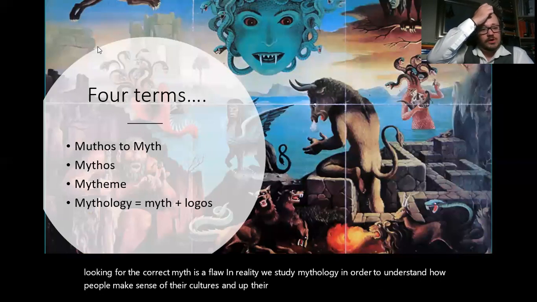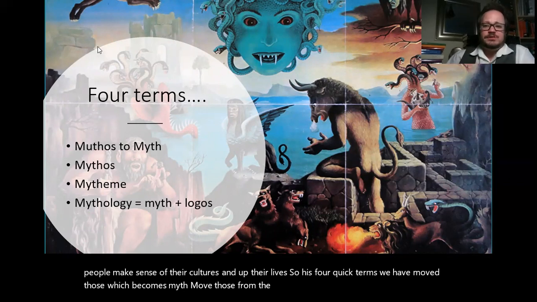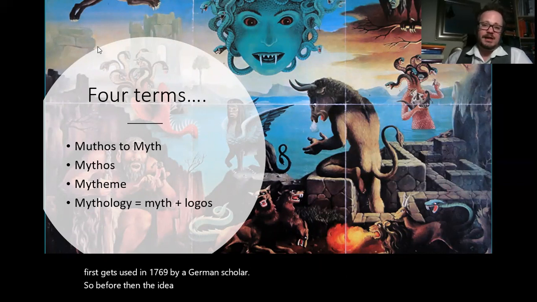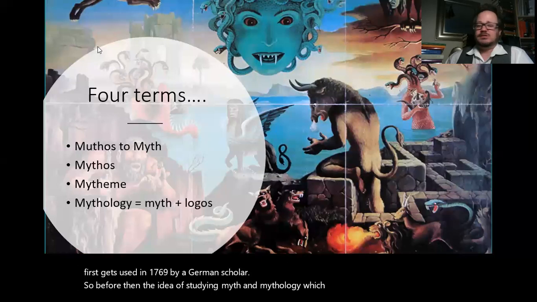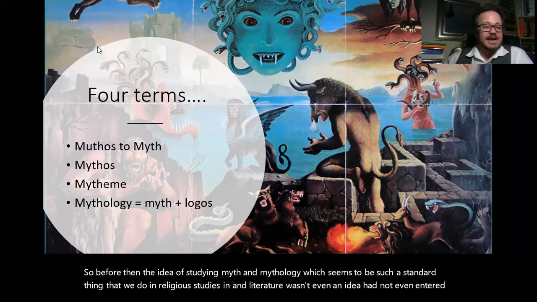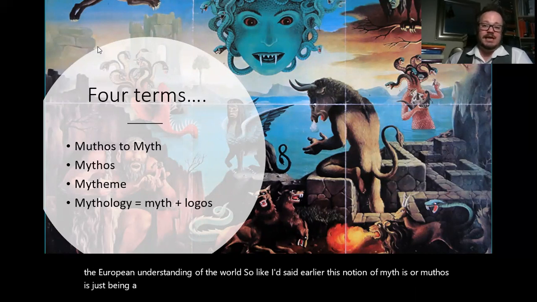So here are 4 quick terms. We have mythos, which becomes myth, mythos from the Greek. And that actually really first gets used in 1769 by a German scholar. So before then, the idea of studying myth and mythology, which seems to be such a standard thing that we do in religious studies and in literature, wasn't even an idea. It hadn't even entered the European understanding of the world. And like I'd said earlier, this notion of myth, or mythos, as just being a story or a fabula does get worked back as far as the Romans.